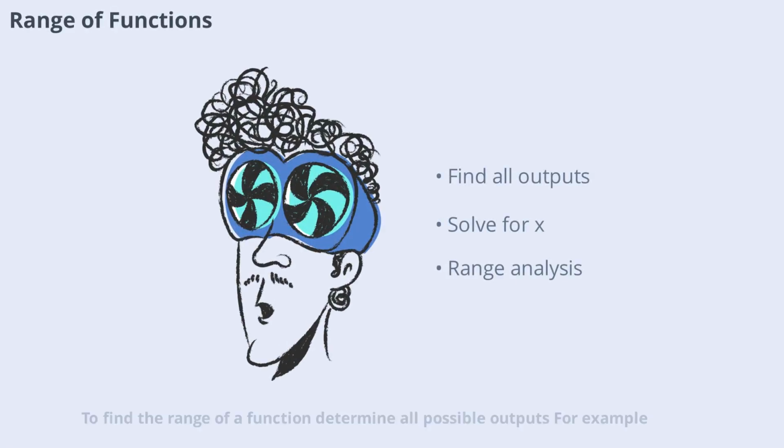To find the range of a function, determine all possible outputs. For example, f(x) = sin x has range [-1, 1], while f(x) = sqrt(16 - x²) has range [0, 4]. Sometimes you need to solve for x in terms of y to find the range.